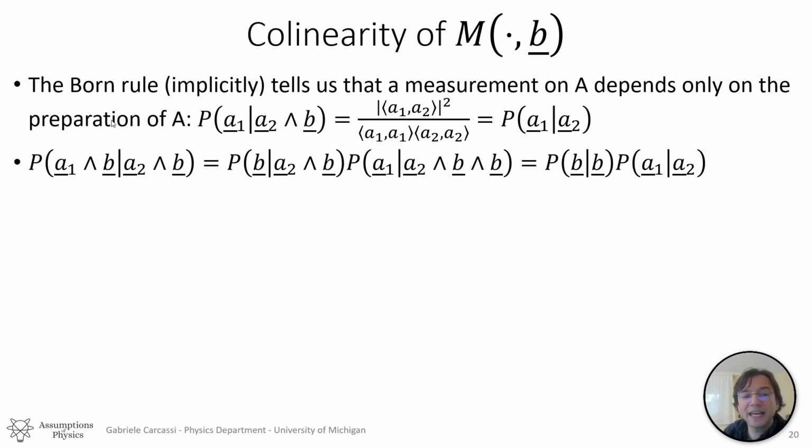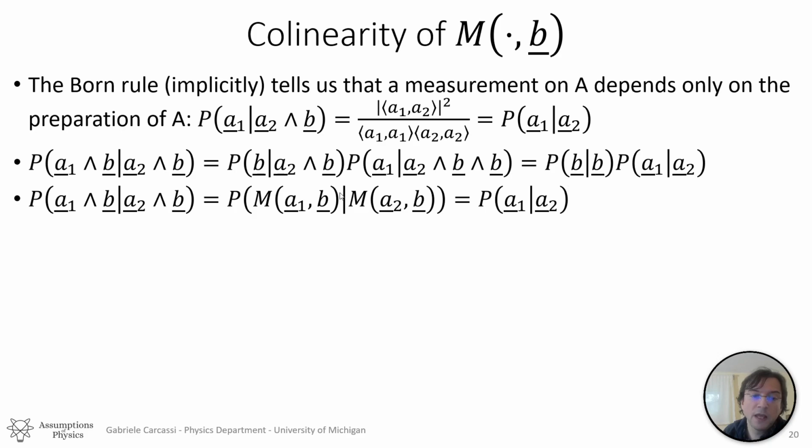Now, what happens is that if you also put a B on the other side, doing some simple probability rules, you will find that it will cancel out, and we'll just have the probability of A1 given A2, because the probability of B given B is just going to be 1. So what we'll find is that the probability of having MA1B, given that we have MA2B, is exactly the same as the probability of getting A1 given A2.